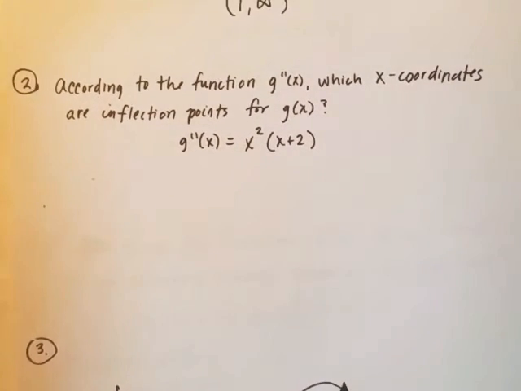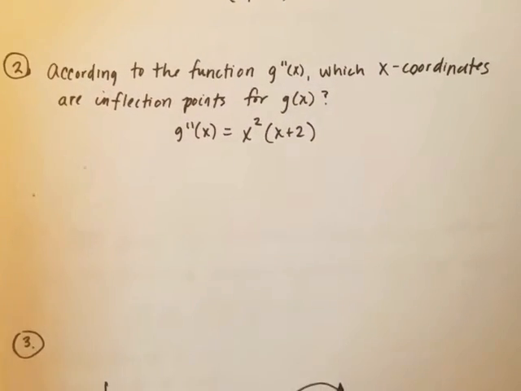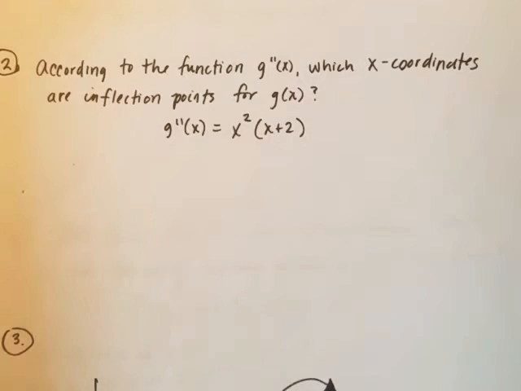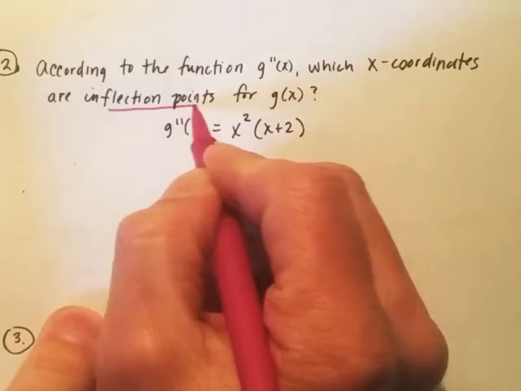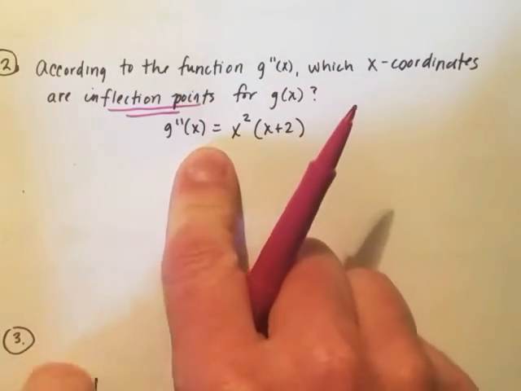Okay, problem number 2 is asking us, according to the function g double prime of x, which x coordinates are inflection points for g of x? So we're actually given g double prime, the second derivative, and what we have to do is find the inflection points for g of x. Some key annotations here are, first of all, inflection points, specifically how they relate to our double prime value.